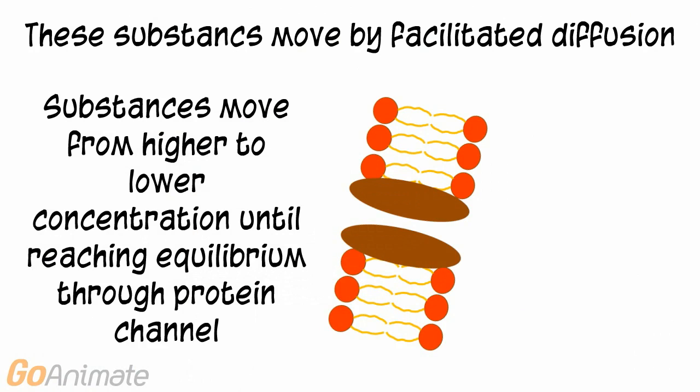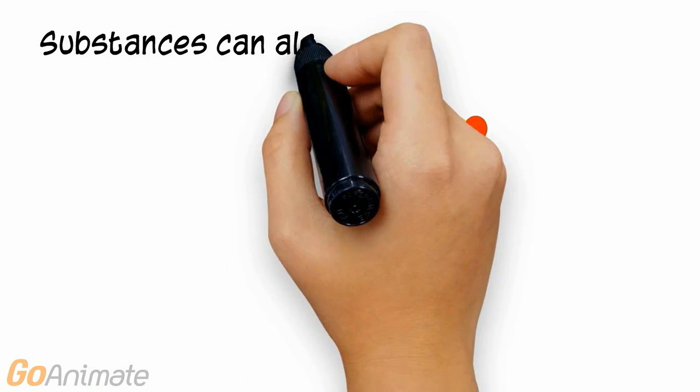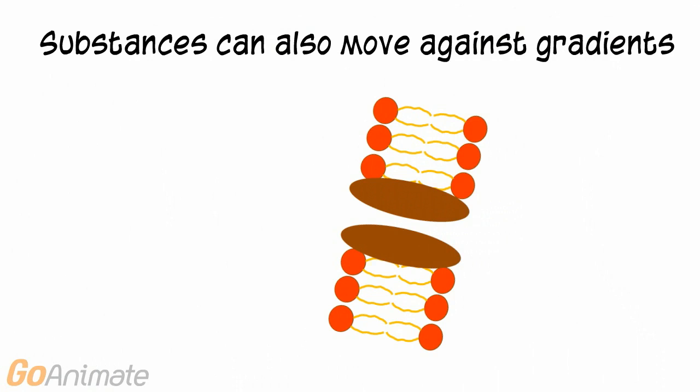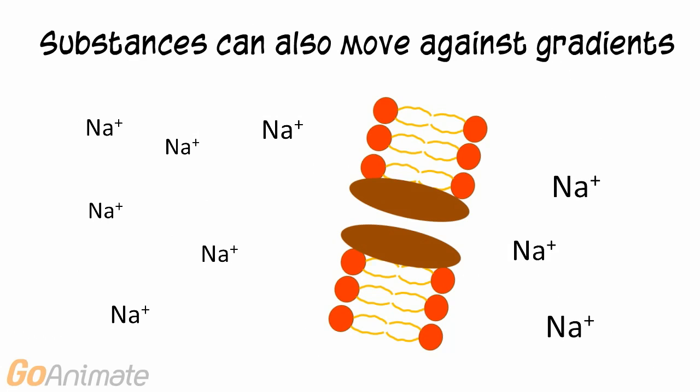We can say that these substances move by facilitated diffusion. In facilitated diffusion, substances move from higher to lower concentration until reaching equilibrium, but through a protein channel. Substances can also move against gradients. Here we have more sodium outside of the cell than in. If sodium moved by facilitated diffusion, it would move into the cell.